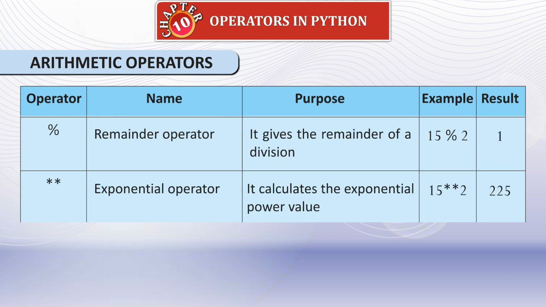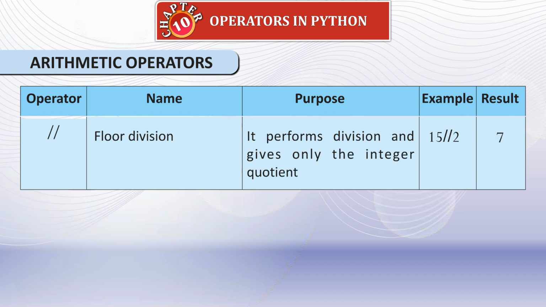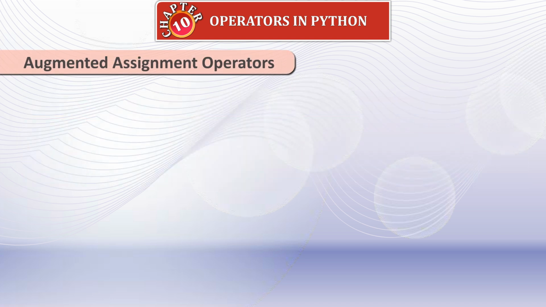Percent: remainder operator. It gives the remainder of a division, 15 % 2 gives 1. Exponential operator. It calculates the exponential power value, 15 ** 2 gives 225. Floor division. It performs division and gives only the integer quotient, 15 // 7.